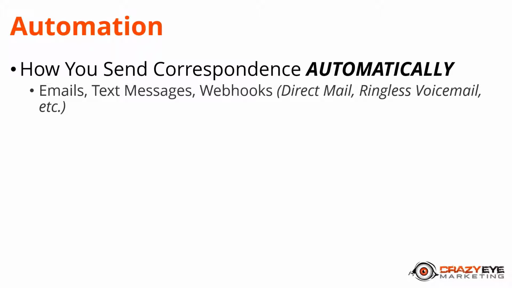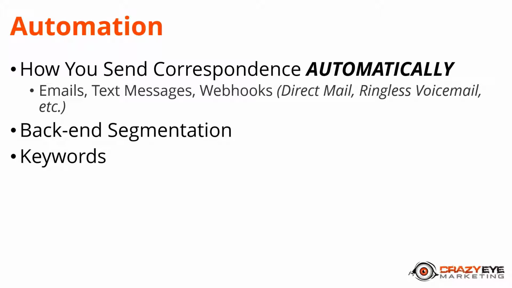So you can do a bunch of stuff with webhooks, but emails and text messages are the quote-unquote normal ways to do things. You can also do back-end segmentation with automation. So if somebody clicks a link, you could use automation to segment those subscribers, or if they land on a page, or if they buy a product, you can segment people with automations, and that's another great way to use automations. And here are a few keywords that we're going to use moving forward.